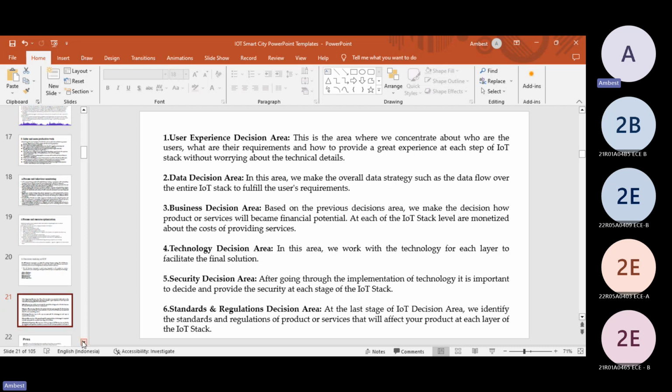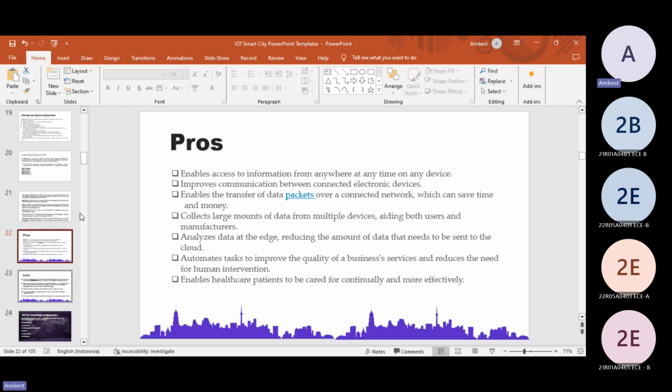And the next thing was the pros and the cons. Coming to the pros, it enables access to information from anywhere, at any time, on any devices. So the time and the place don't matter. If there is a network, with that network it's going to transfer whatever data is required. So basically it improves the communication between electronic devices.